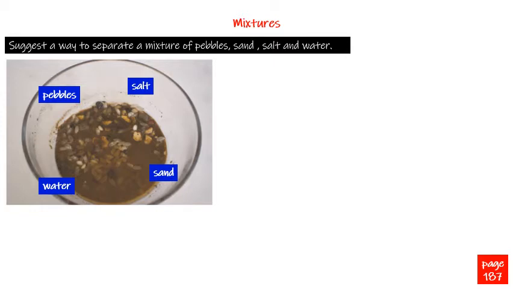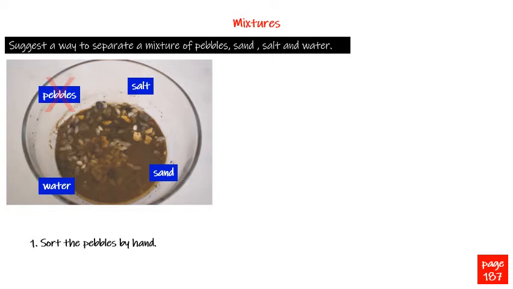Yes, that's right, we can pick them out. So, the pebbles can be removed or separated from this mixture by sorting. So, you can pick the pebbles out from the mixture or sort them, okay? And this way, we separate pebbles from the mixture. We will still have the sand, salt, and water mixed together, right? We remove the pebbles. Now we still have sand, salt, and water.